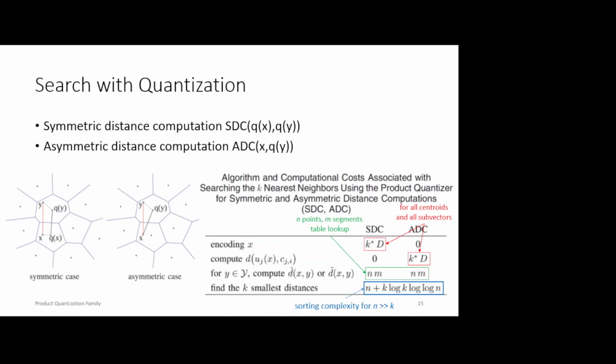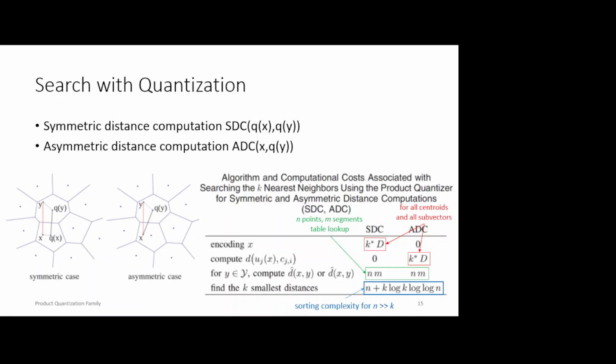Next, if we want to compute the distance between X and its centroid in SDC, we don't need to compute it, because you already built up the distance table for each code. You already computed the distances between all the centroids. For example, you know in this space there are 256 centroids, so you can compute all the centroid distances in advance.